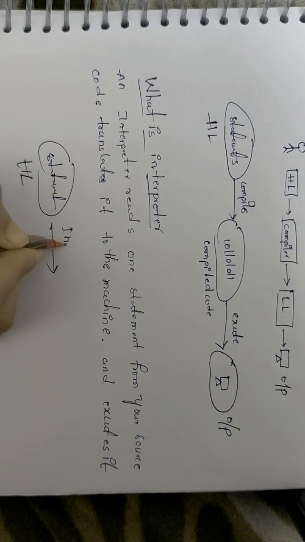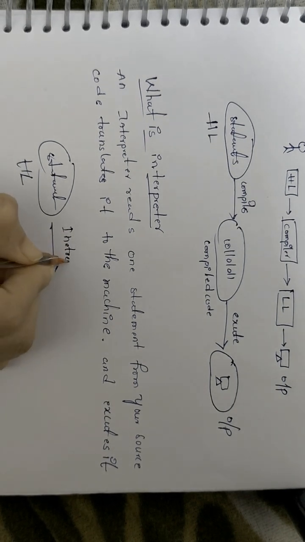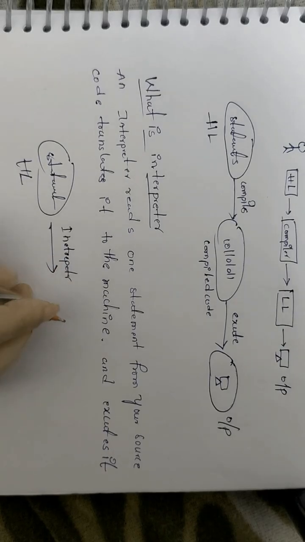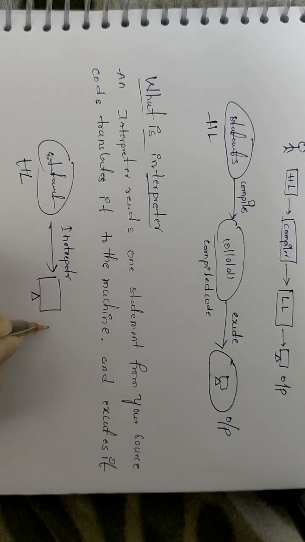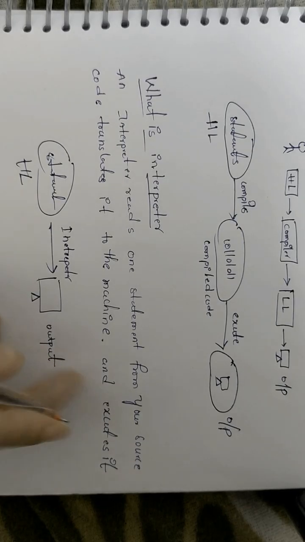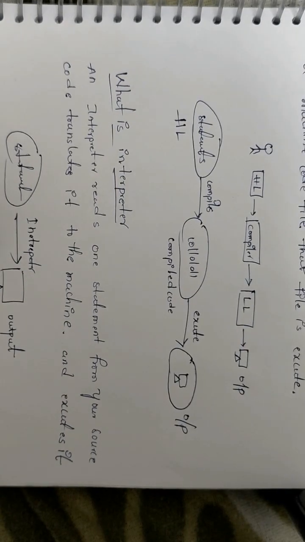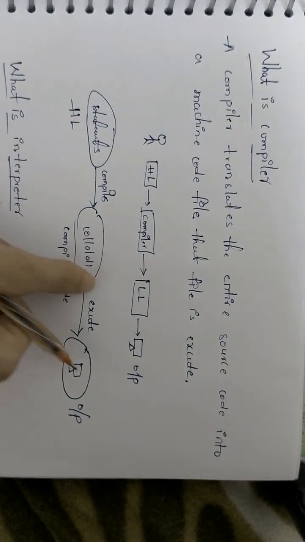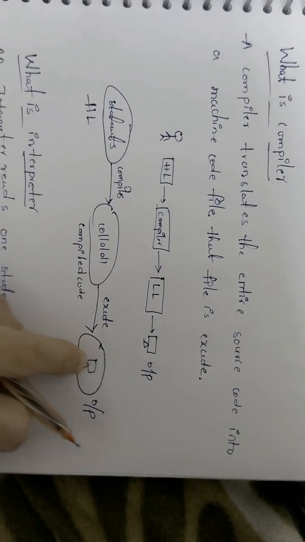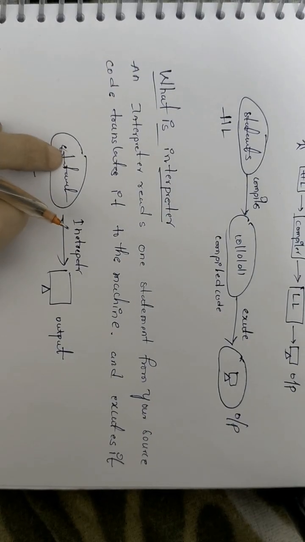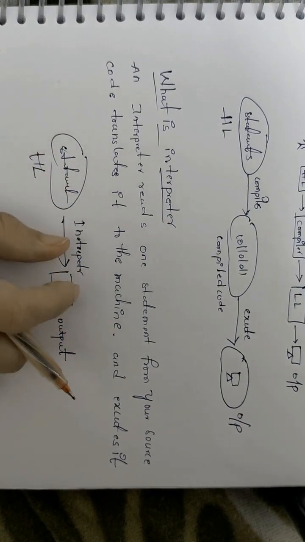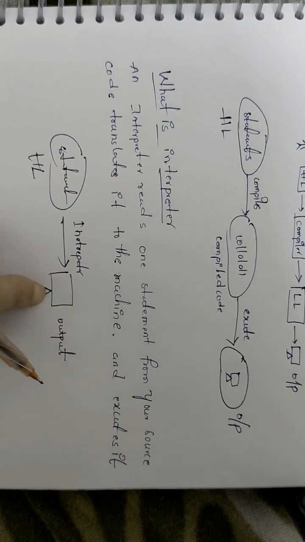and after that it will go directly to the system and the system will give the output. So this is the compiler and this is the interpreter. You people understand, the compiler compiles the whole code at a time and gives it to the system, but the interpreter gives the code line by line. The source code is converted into machine code.